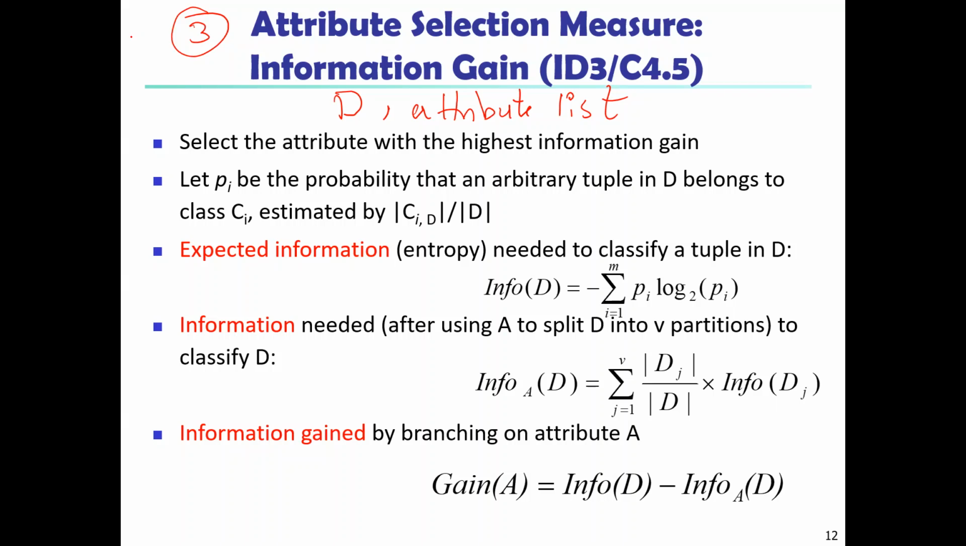Under attribute selection measure, there are three kinds. One is information gain. Second is gain ratio. And the third one is Gini index. First, we'll see what information gain is.